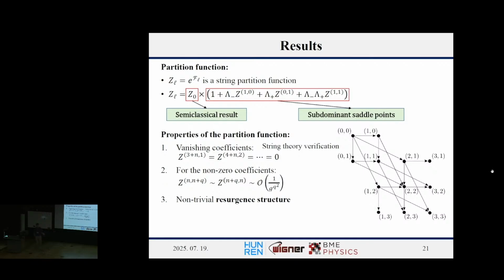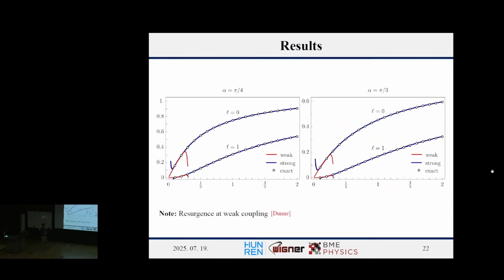We don't understand it yet, so it's a further plan to see what is the resurgence structure behind. I mean, not the resurgence structure, but the whole mathematical stuff. Why this happens, and also what is the string theory meaning of the disappearance of some coefficients and the relation between them. So I want to conclude my presentation with this feature.